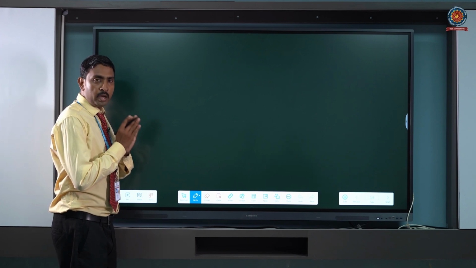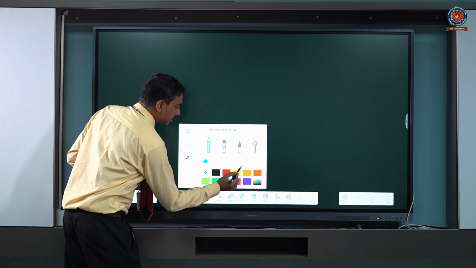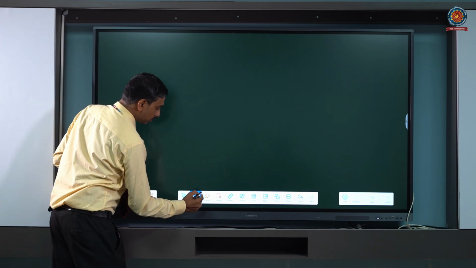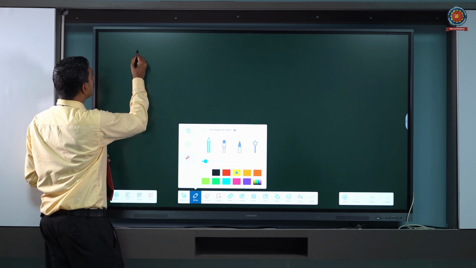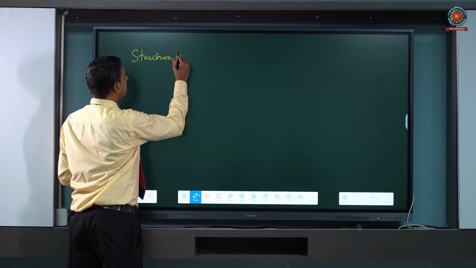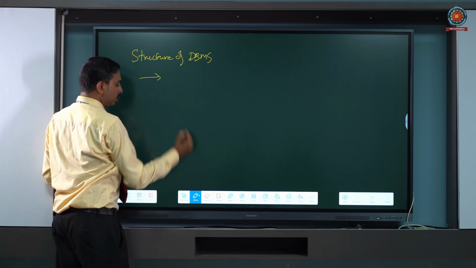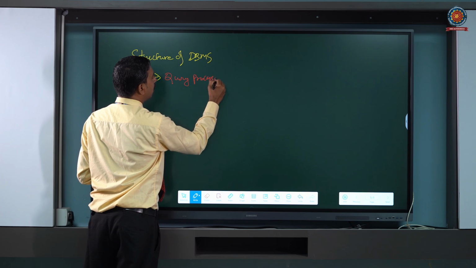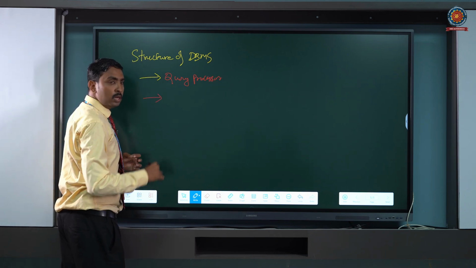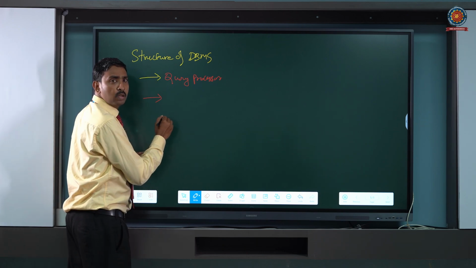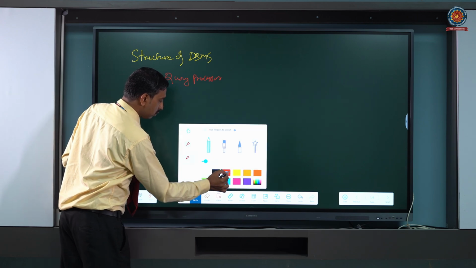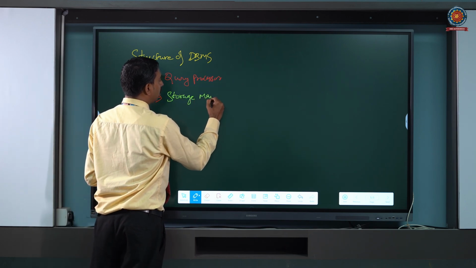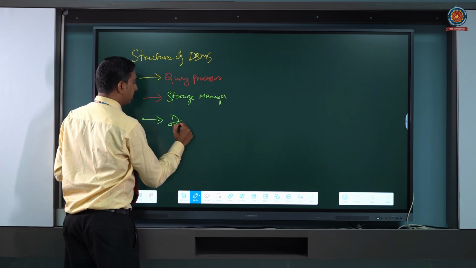Next, I already discussed the structure of database management systems. In the structure of DBMS, the first one is the query processor, which will have some basic queries like DML queries and DDL queries. Next is the storage manager. The third one is disk storage.